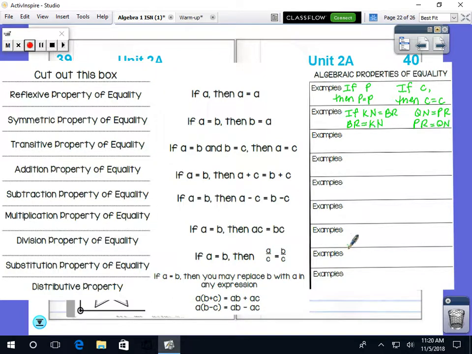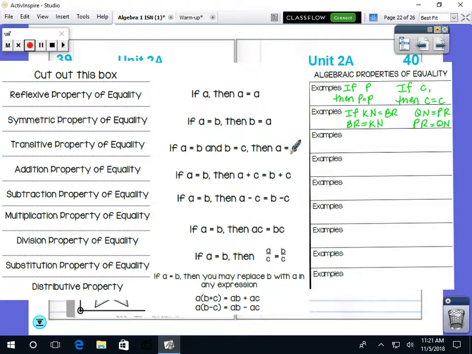All right, the next property of equality is called the transitive property of equality. Okay, everybody stop what you're doing and look at the board while I explain this one. The transitive property of equality says if A equals B and B equals C, then A equals C.